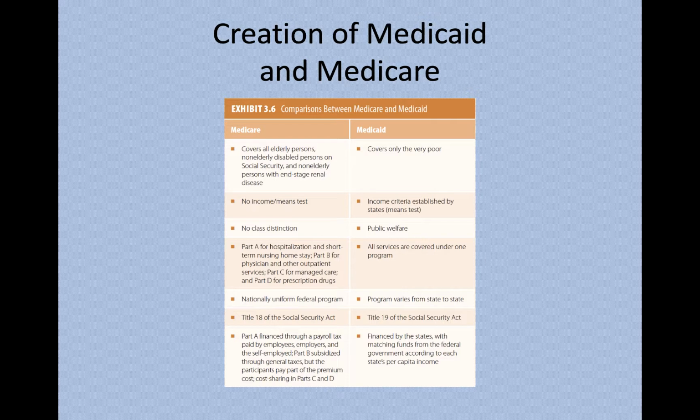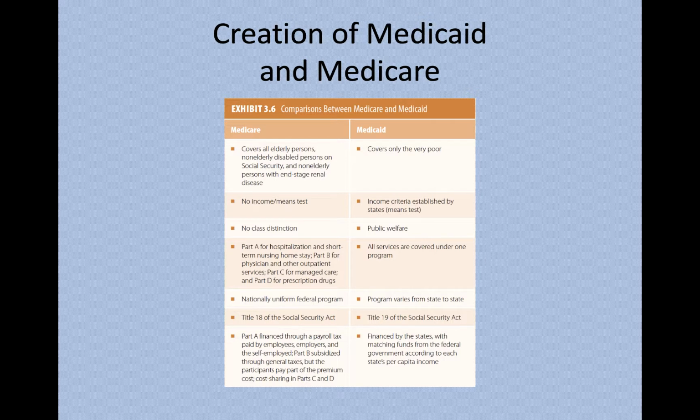It's a nationally uniform federal program. It's funded from Title 18 of the Social Security Act, and it's financed through payroll tax by employees, employers, and the self-employed. Part B is subsidized through general taxes, and then Parts C and D have some cost sharing.